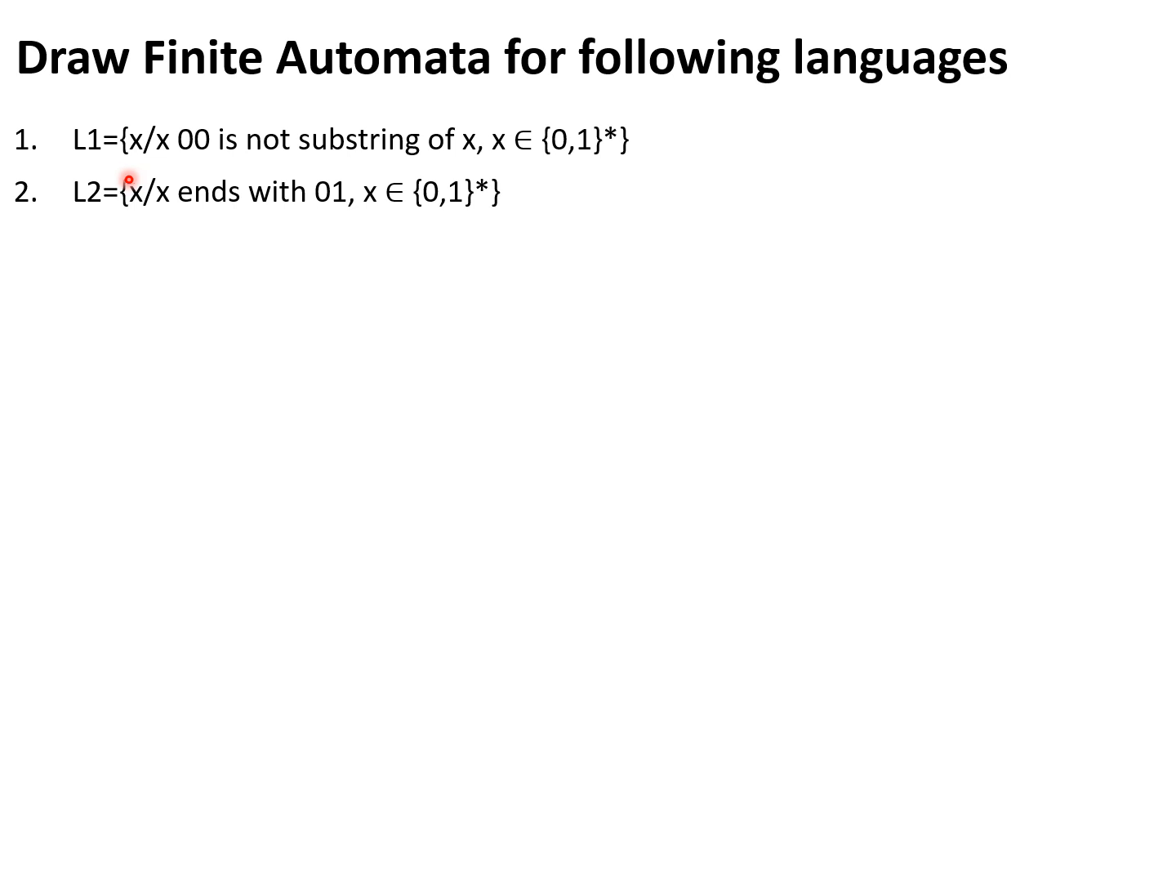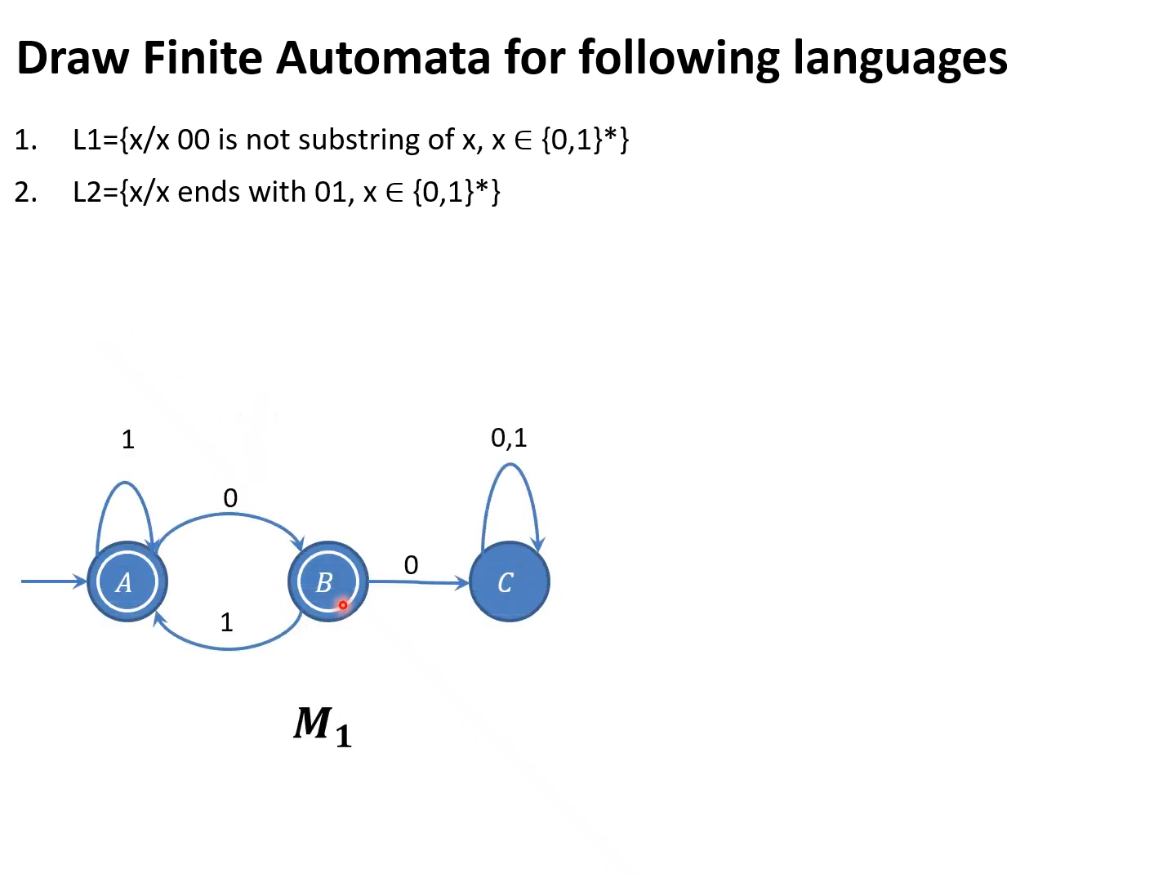So the first language L1 accepts strings in which 00 is not a substring. The string should not have a 00. That is L1. Now how do you draw a DFA for this?